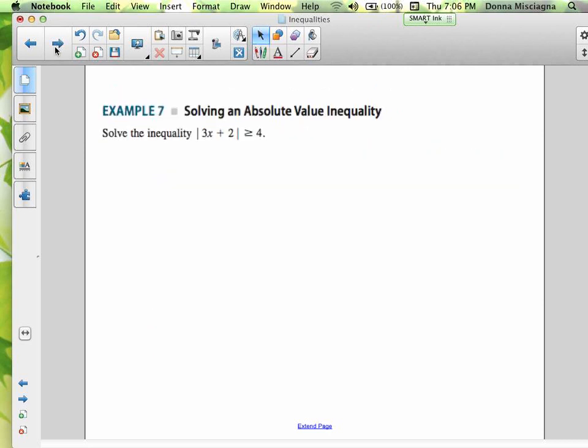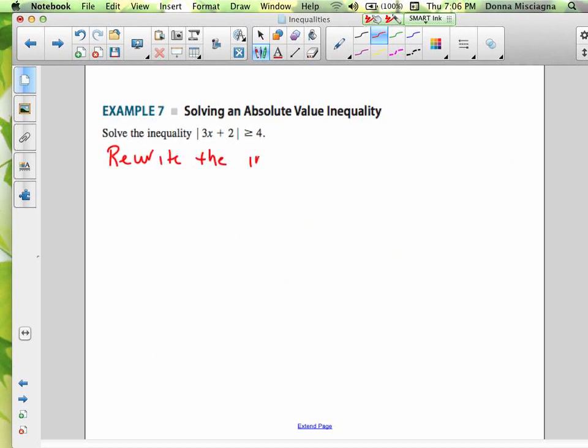All right, this one, solve the inequality. This one is a greater than or equal to. So the first step is going to be to rewrite the inequality. So we have 3x plus 2 is either less than or equal to -4, or 3x plus 2 is greater than or equal to +4. So with the less than, we're sandwiched in between.